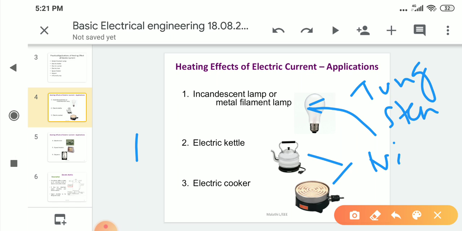And the next application we observed is the electric cooker. This electric cooker is a simple heat producing device used for cooking food. In foreign countries, mostly this electric cooker is used. In our India, we mostly use cooking gas cylinders, and gas is used for cooking purposes.